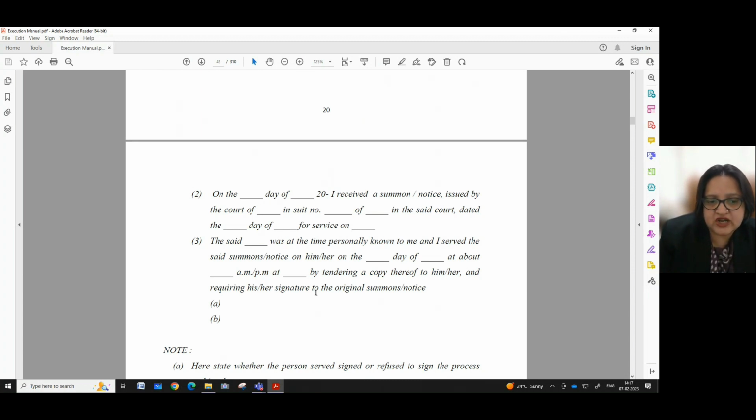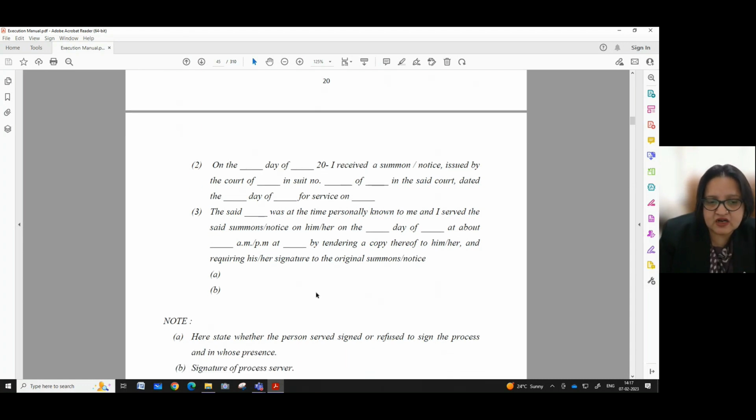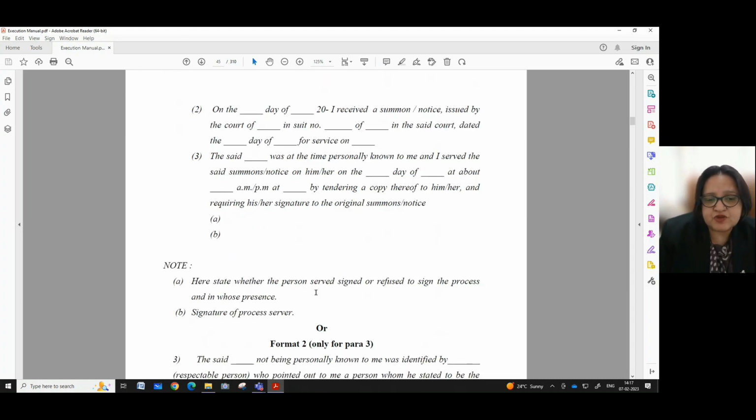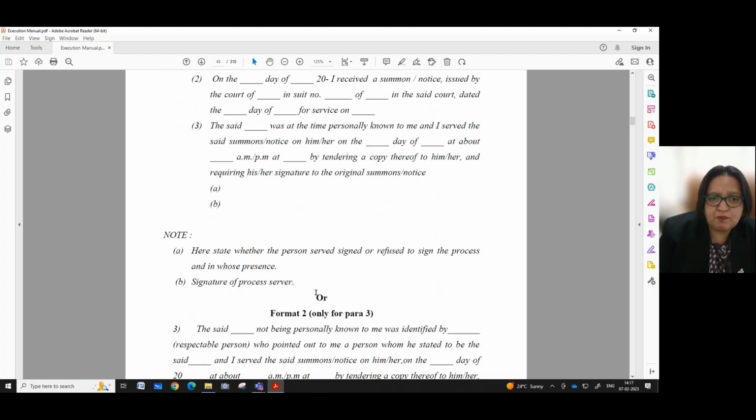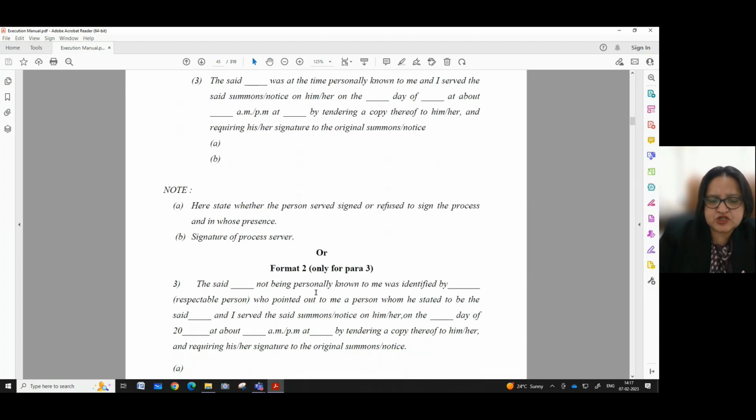Then thereafter there is point A and point B. What is point A is explained under note: here the process server is to state whether the person served signed or refused to sign the process and in whose presence. And at point B, the process server has to put his own signature. Now, para number 3, as shown in Format 1, can also be substituted as shown in Format 2.